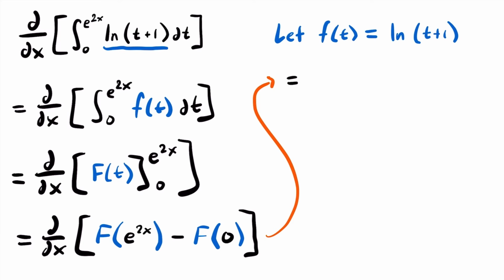We need to first take the derivative of the outside function, which is the function capital F, and remember that this is the antiderivative of small f, which means that the derivative of the antiderivative is small f.